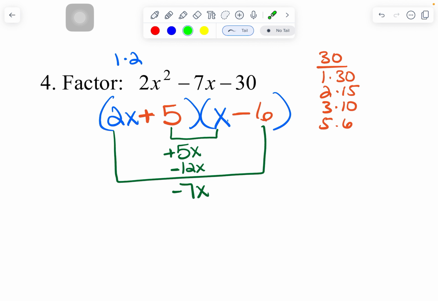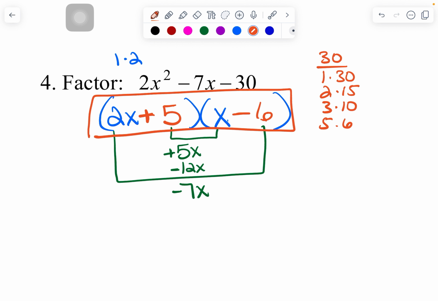Overall, checking the whole thing. 2x times x, 2x squared. 5 times negative 6 is negative 30. We've got a positive 5x. We've got a negative 12x. And those two combine to get me a negative 7x. So that is guess and check.